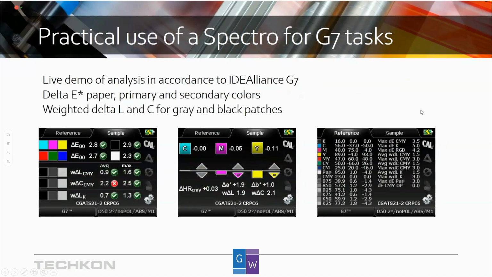On the G7 task, it's a little bit different because here we have the focus on the gray balance, as we have heard in the presentation before. So we measure and check delta E for paper. We also check the primary and the secondary colors, which are very close to the ISO standard as well. So this is very similar, but beside that, we are looking for the weighted delta L and C for the gray and the black patches. So we put our focus on all these gray balance patches to analyze if this is in accordance with the G7 target values.